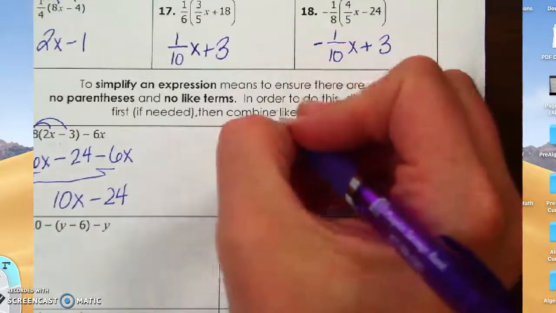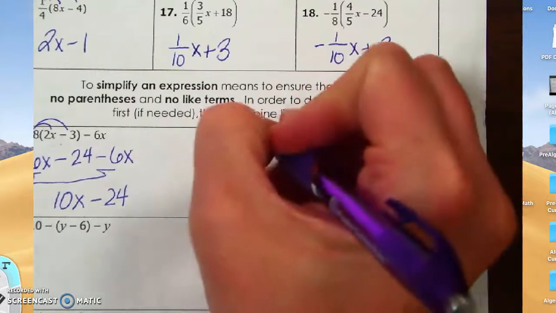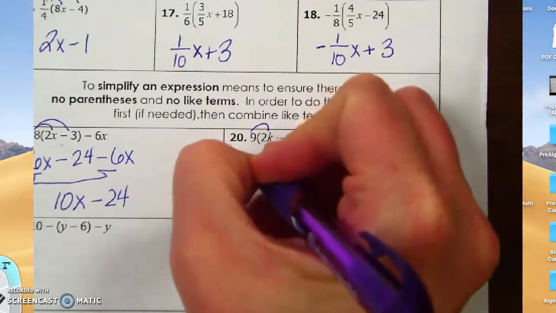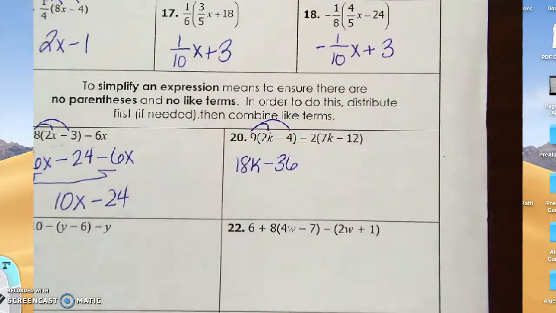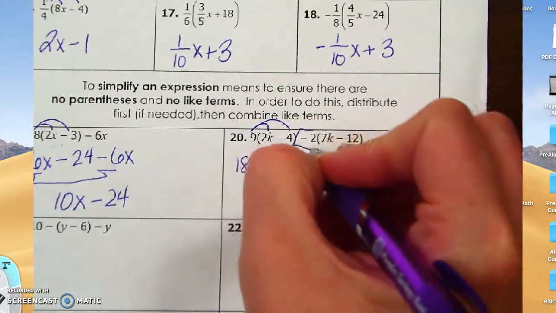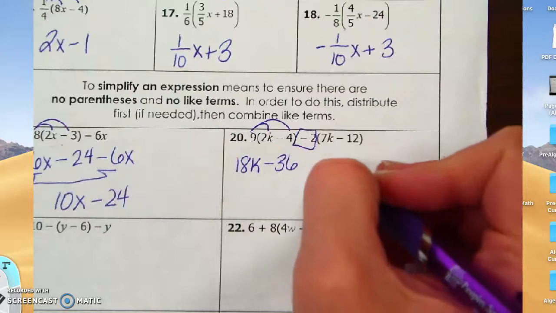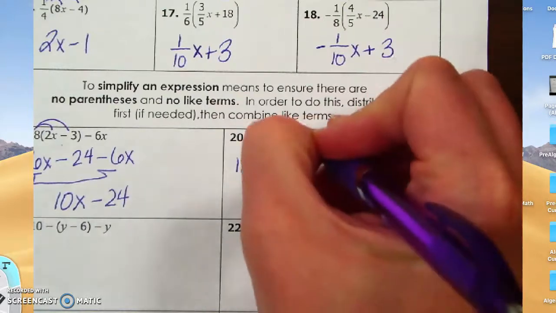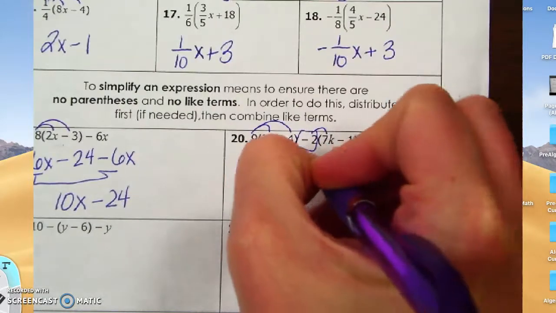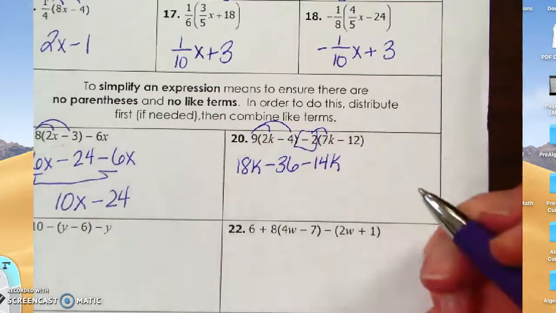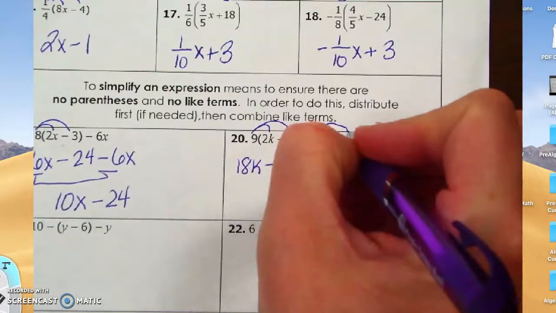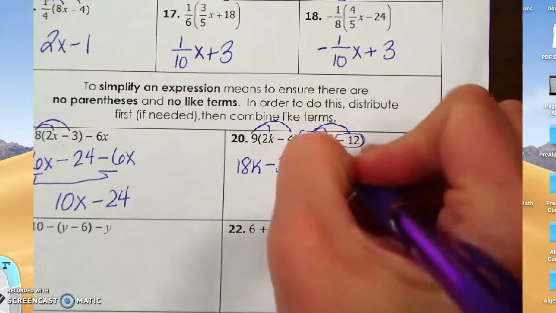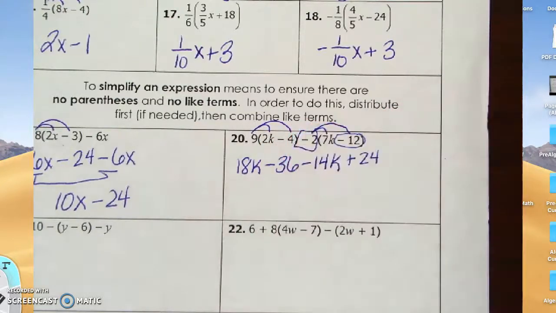Number 20, we've got two sets of parentheses to get rid of. So first we multiply to get 18k minus 36. Here's where you have to be really careful. This is a negative 2 that you're distributing. So negative 2 times 7 would be negative, so we might write a minus sign, 14k. And then negative 2 times negative 12 is positive, so plus 24.